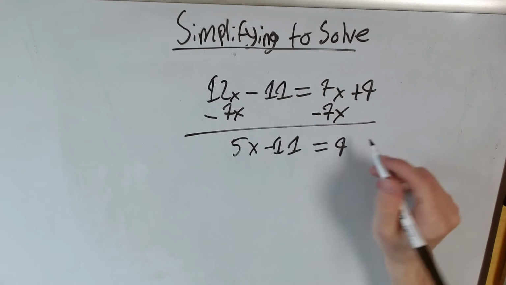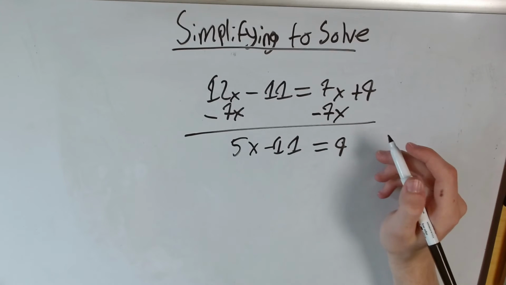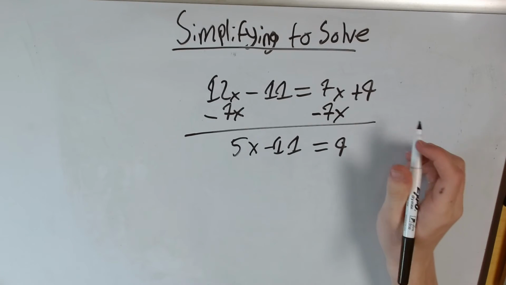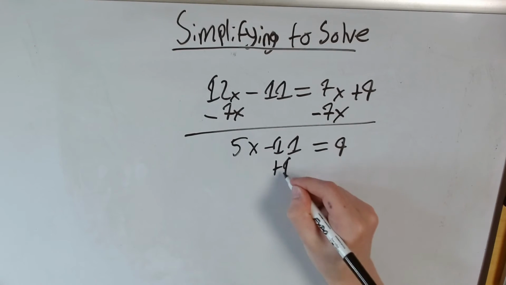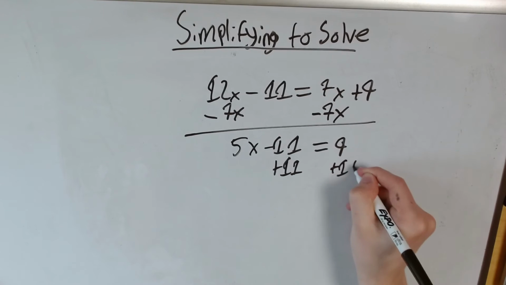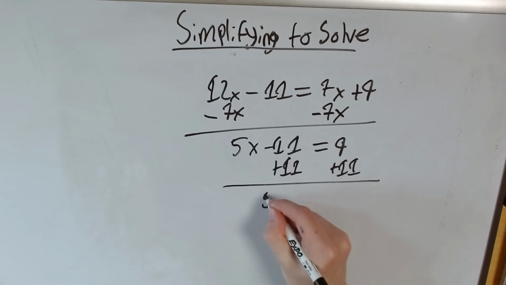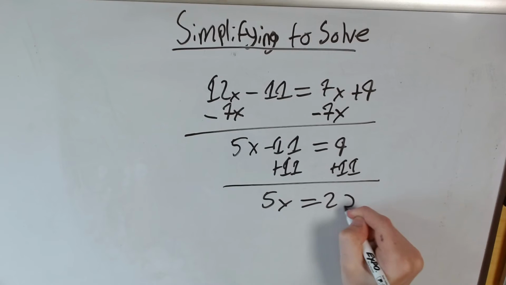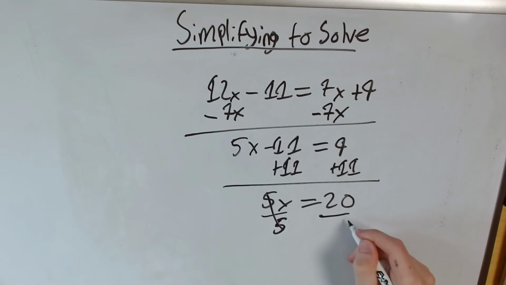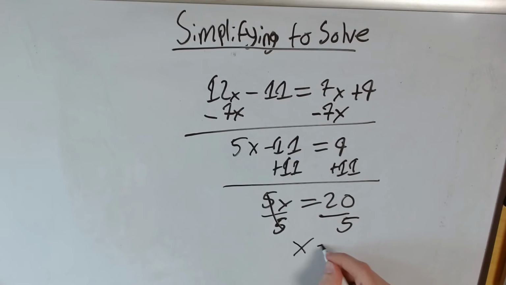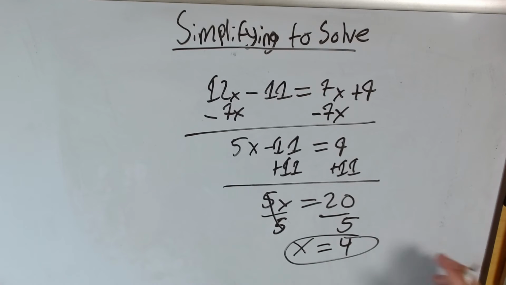Right? Now it looks like a multi-step equation. And now we just have to do the exact same thing that we do for a multi-step equation. We get rid of subtraction first. So we're going to add 11 to both sides. Now we divide to get rid of the multiplication. Divide by 5. Get x equals 4. Right. But let's do some more practice, because this sure can be tricky.